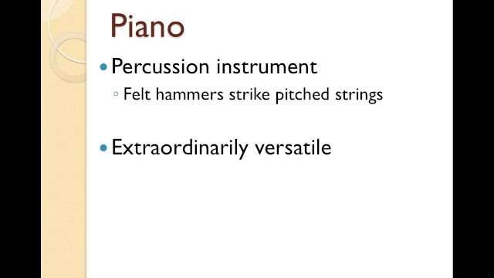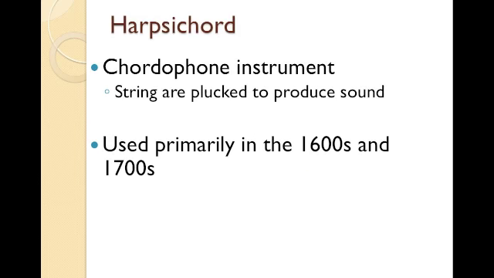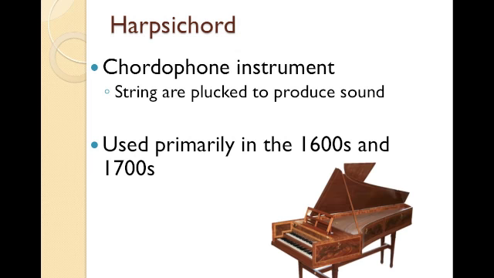The piano is a percussion instrument because the felt hammers strike strings inside the body of the instrument to produce sound. It is an extraordinarily versatile instrument that is used in many different musical genres. Most people have heard the piano or played it. The harpsichord plucks strings, so it is a chordophone. This was used in the 1600s and 1700s and has a unique timbre.